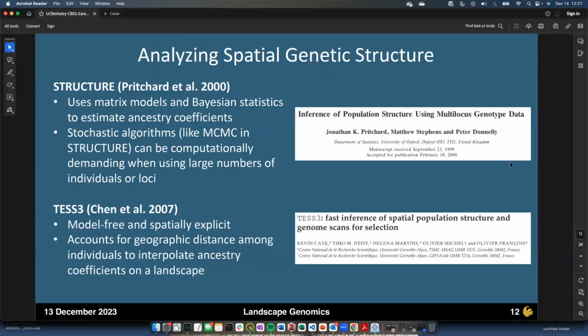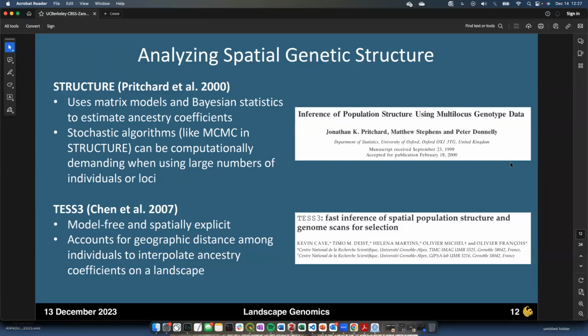There are two methods that are really popularly used for analyzing spatial genetic structure. The first method, probably people here, especially if you're doing or have done some sort of landscape genetics study, have heard of STRUCTURE.